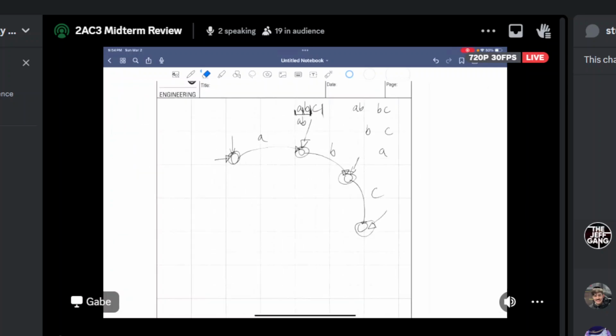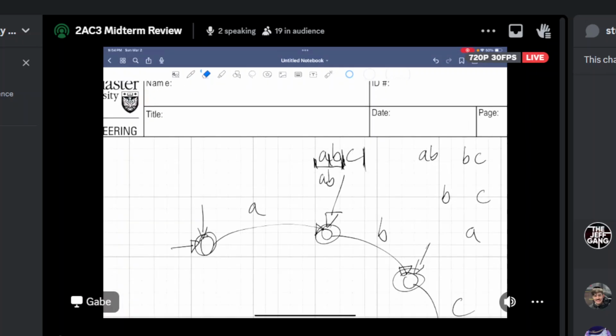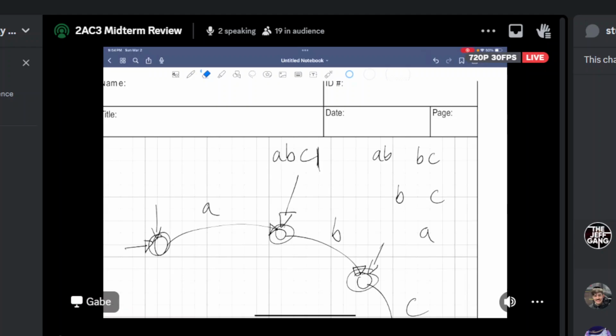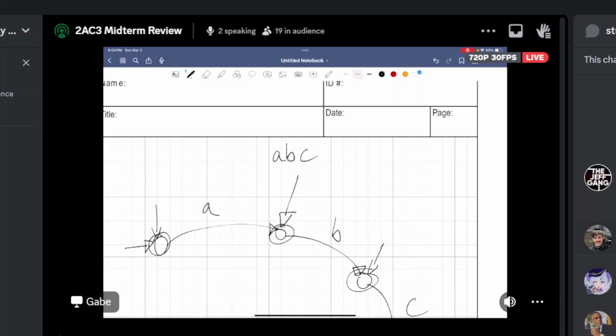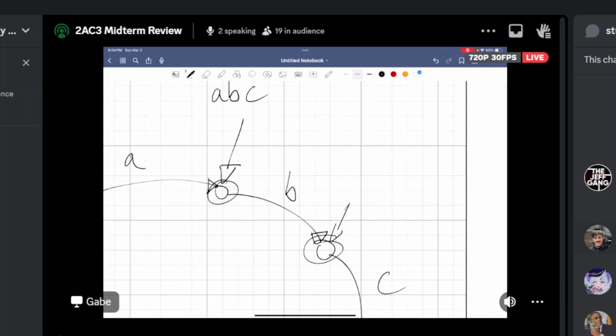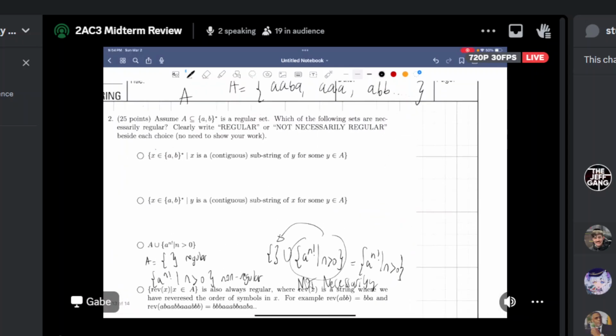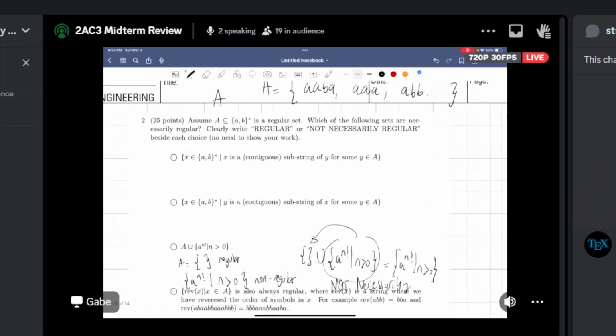I mean, I think in everyone's definition of substring, AC is not a substring. So the word contiguous just confuses more people than it clarifies. I've never seen substring ever mean that you can just have a gap in the middle.